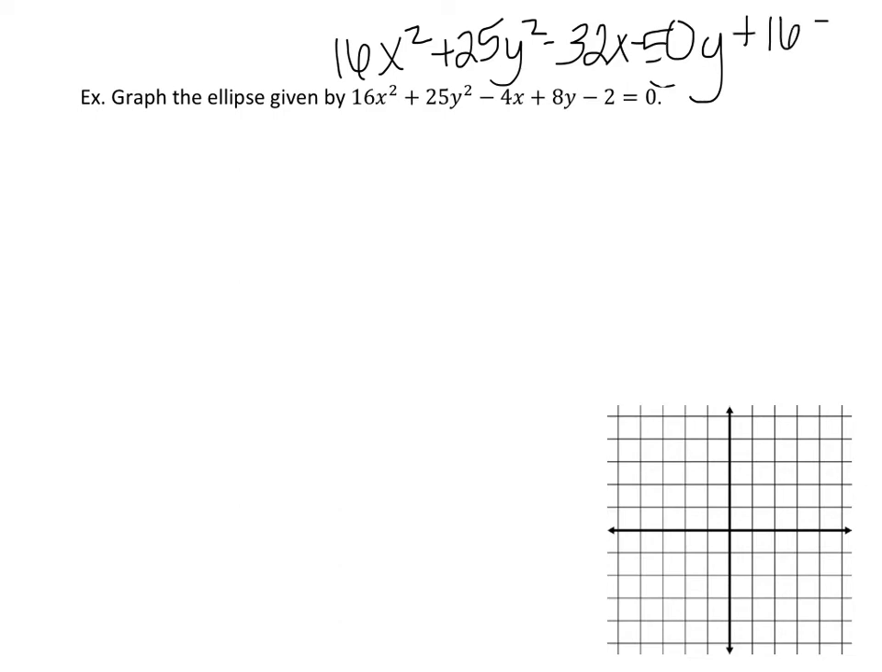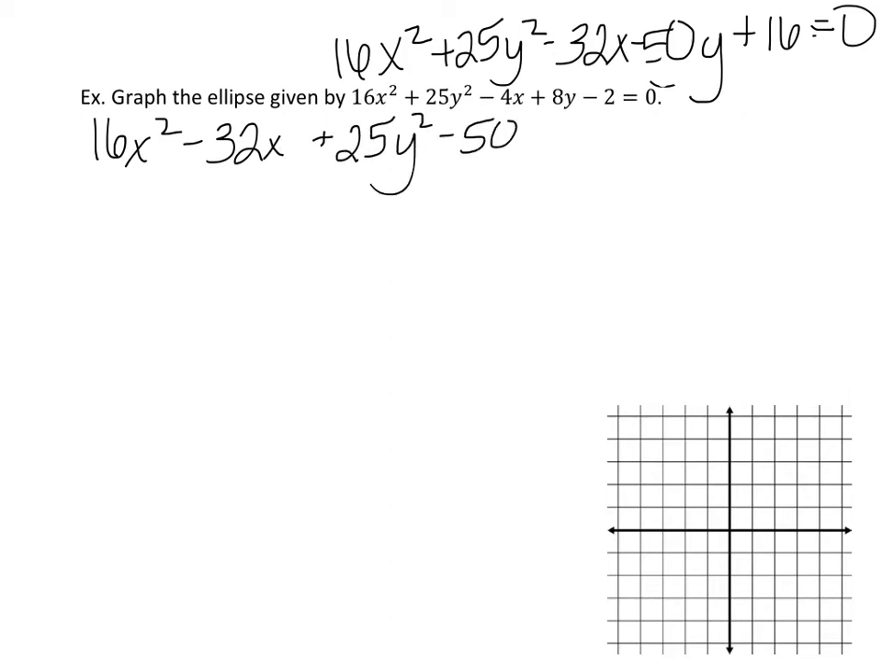Okay, same thing with the circle. You want to get your x's together, your y's together, your constant on the right side. So 16x squared minus 32x plus 25y squared minus 50y equals -16.